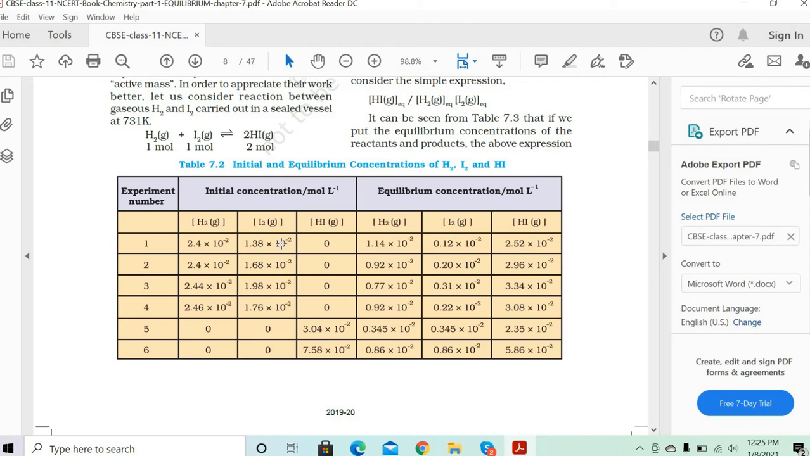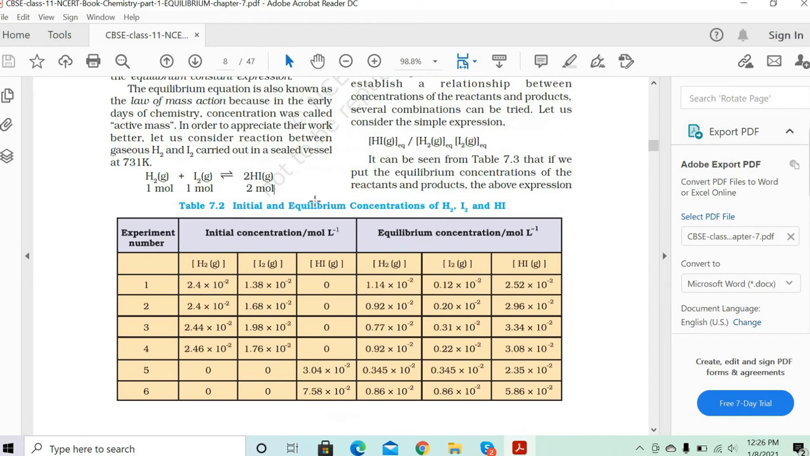Rows 5 and 6 show the reverse reaction. In this reverse reaction we have taken only HI as the reactant, because we are showing the decomposition reaction. That's why the initial concentration of hydrogen and iodine is 0 and 0. After equilibrium is reached, we again show the concentration of H2, I2, and HI. Is this clear? Yes, sir.